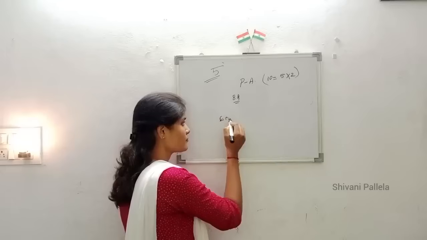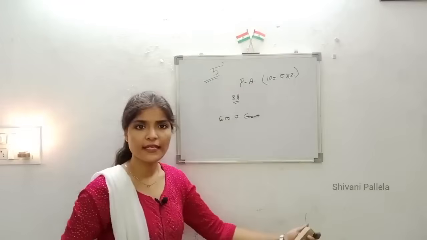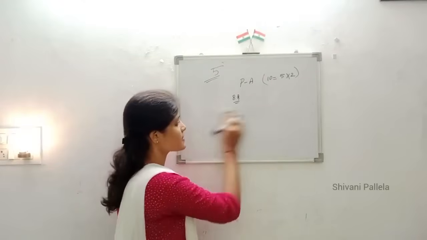For a 2 marks question, 6 to 7 sentences is enough. No need to write lengthy answers for the 2 marks. Just 6 to 7 sentences is enough.